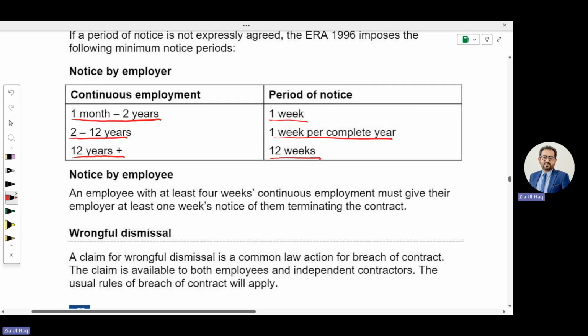Notice by employee: if an employee is going to leave the organization, leave the job, he also needs to provide a notice to the employer so that the employer can recruit another person to fill his vacancy. An employee with at least 4 weeks continuous employment must give their employer at least 1 week notice of terminating the contract. If you have worked within an organization at least 4 weeks, you have to give 1 week notice period to the employer.